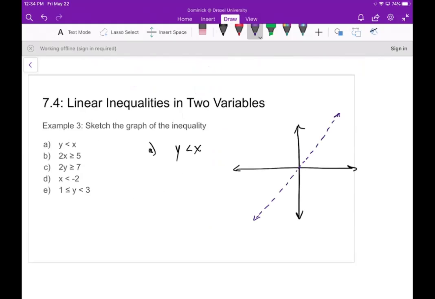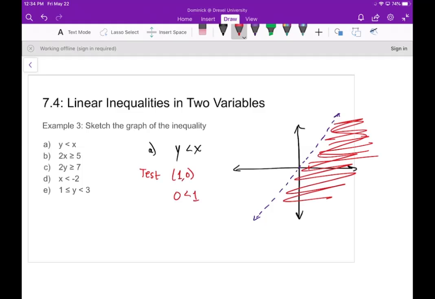Now, we can't use 0, 0 because 0, 0 is on the line. So we need to use another point. So we could use, for example, 1, 0. So here we'll test 1, 0. So if we plug that in, we get 0 is less than 1, which is true. So we're going to shade the side containing 1, 0. Okay, so that's part A.